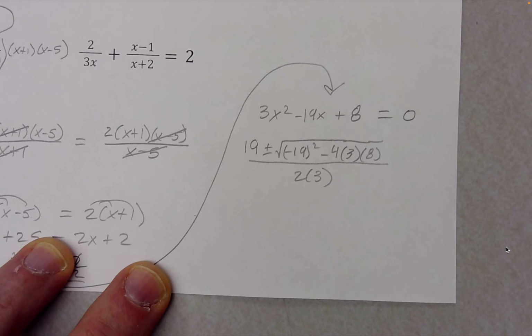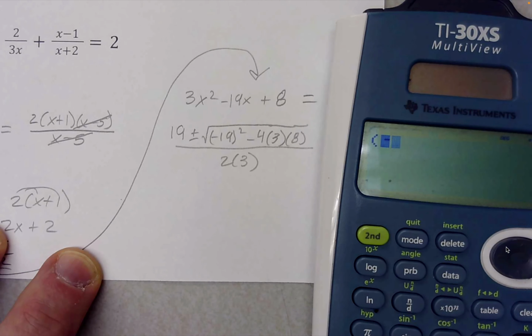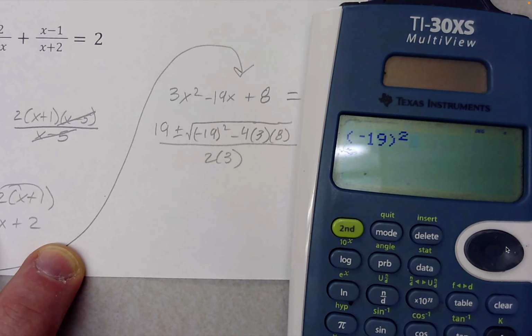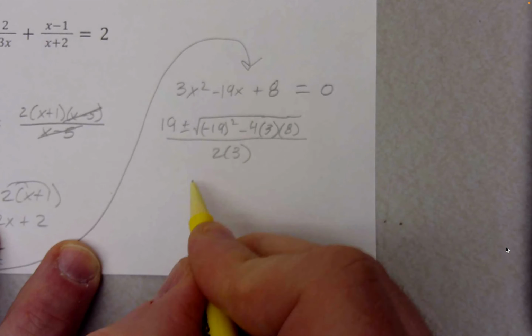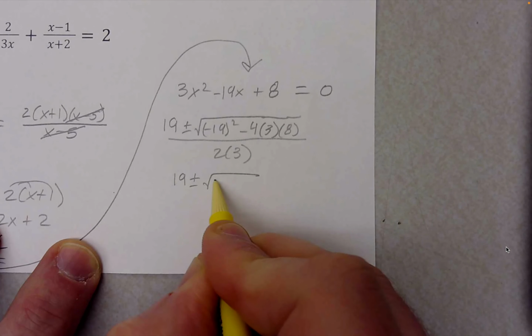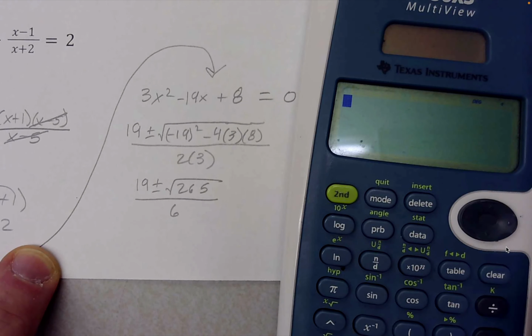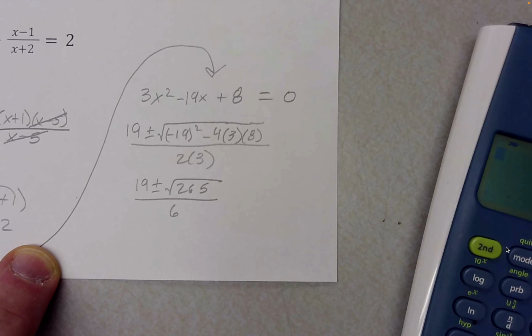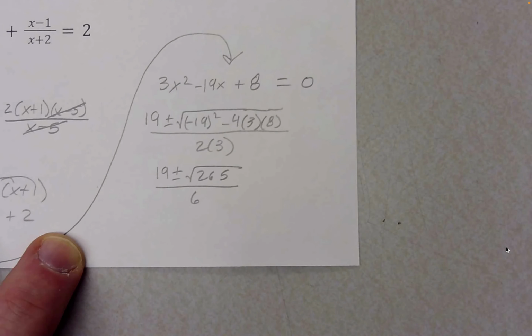Simplifying the inside of the square root, don't forget, very common error, make sure you put that negative 19 in parentheses when you square it, otherwise you will get the wrong answer. Okay, so we get 265 in here. I don't think that 265 has a perfect square that goes into it. Yeah, it's 5 times 53 is what it breaks down to. And 53 is a prime number.